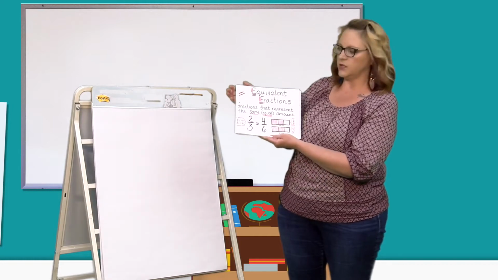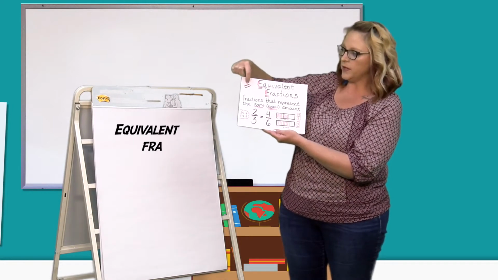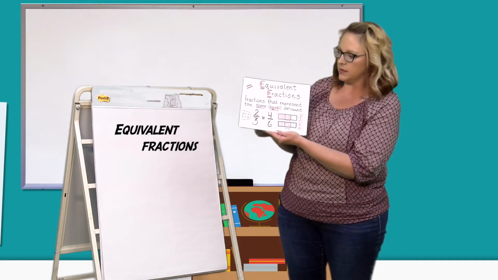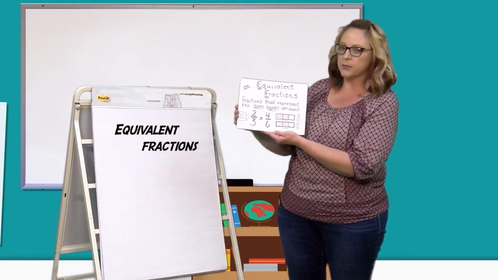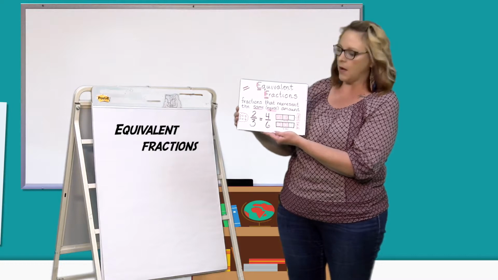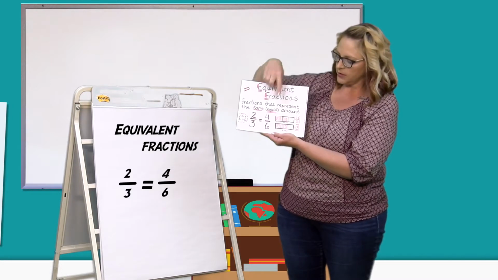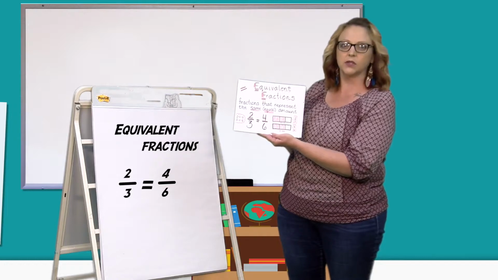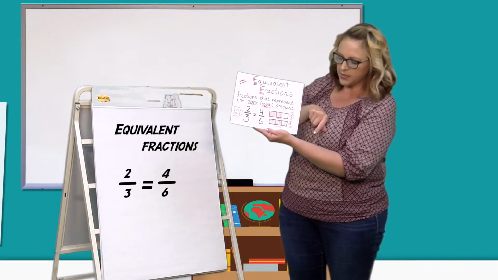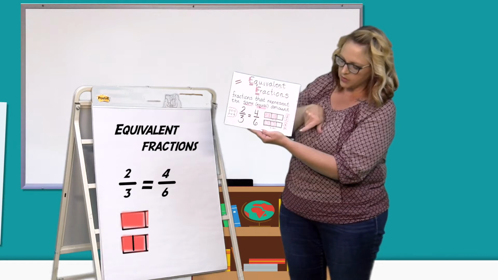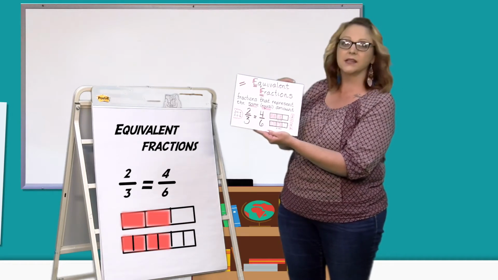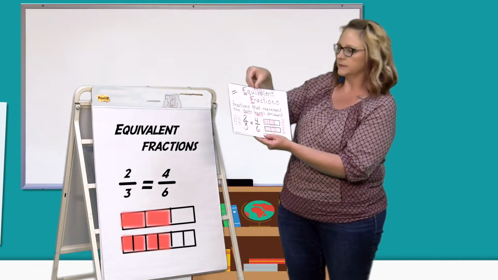And equivalent fractions. Equivalent fractions, that kind of sounds like equal, and that's exactly what it means. Those are fractions that represent the same or equal amounts, like 2/3 and 4/6. And the way that we can check to see if those are equal amounts, we can do a tape diagram. So here's my 2/3, here's my 4/6, and we can see that those represent equal amounts.